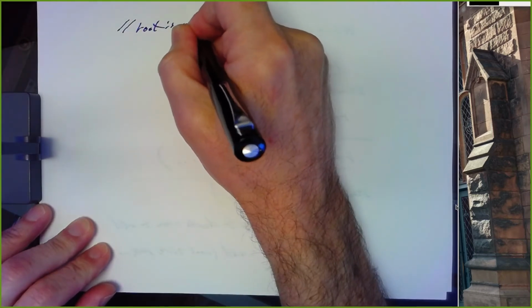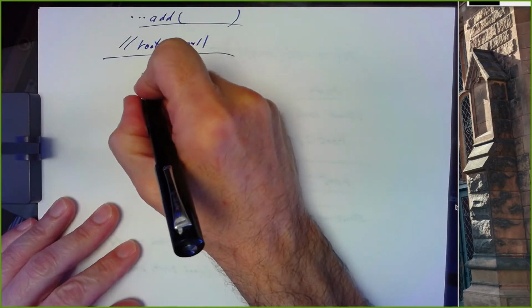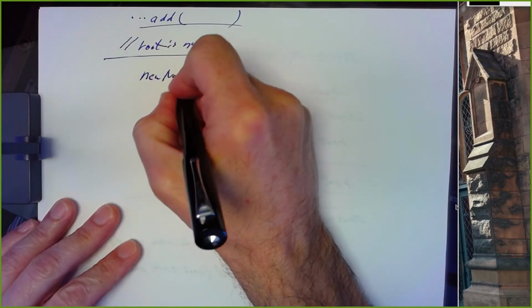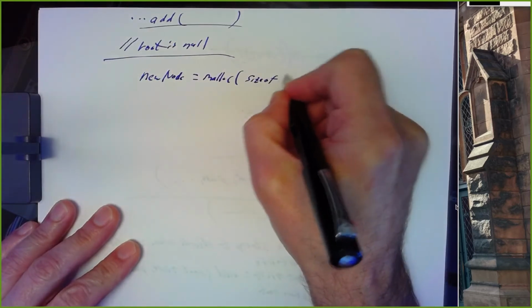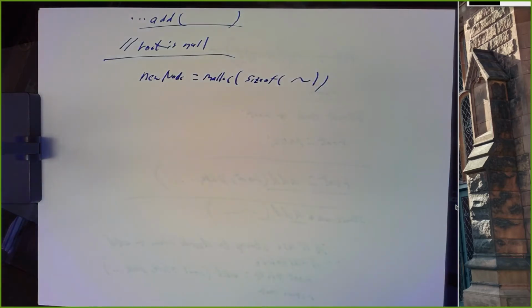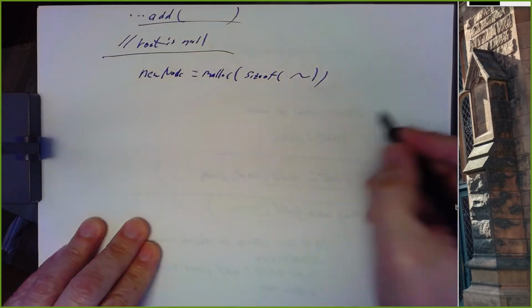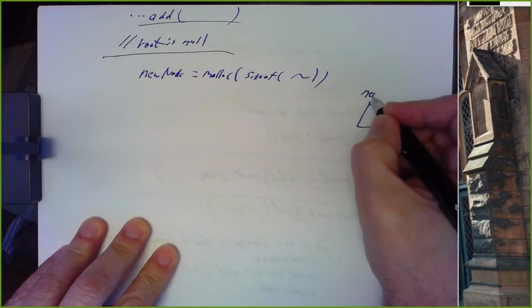The other issue is when the root is null. So this is still the add function. And you call add on a tree, and that tree is empty. Okay, this is where you need to create a new node. So new node equals malloc. And you want the size of whatever your structure is, a struct node. Okay, that creates a block of memory and makes new node point to it.